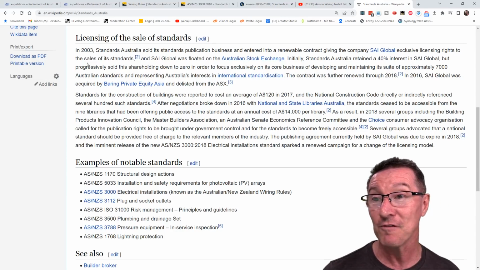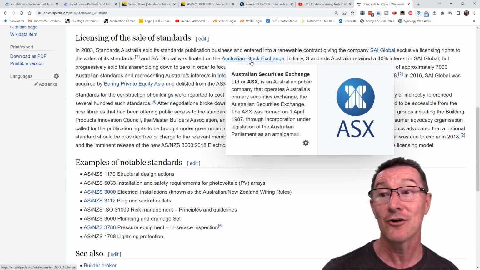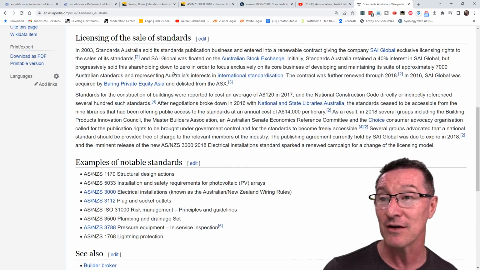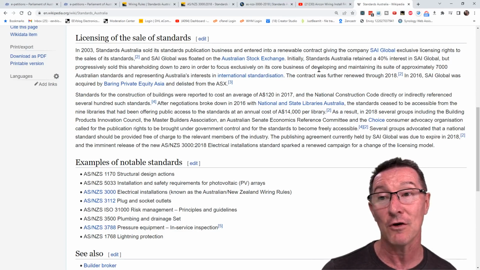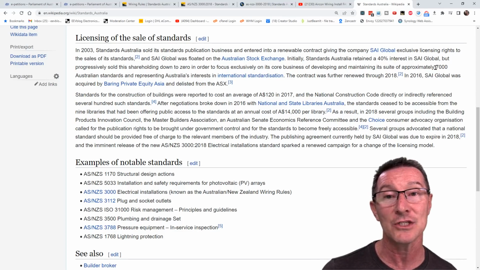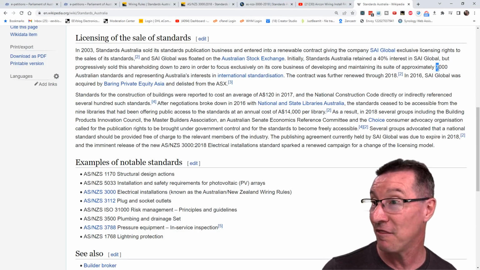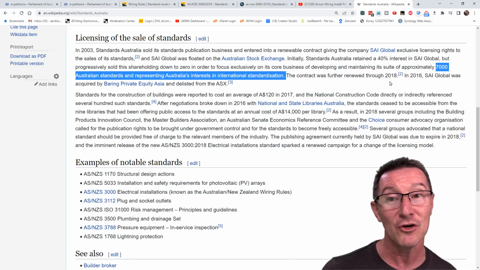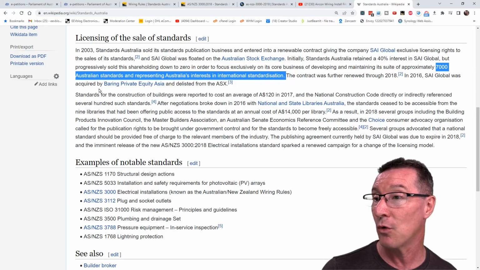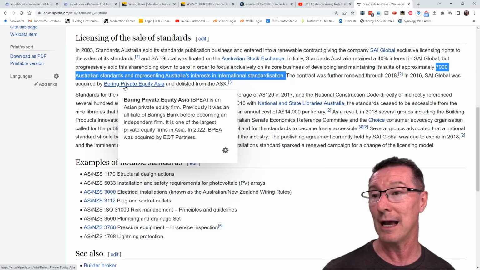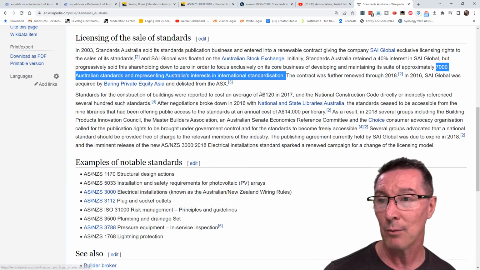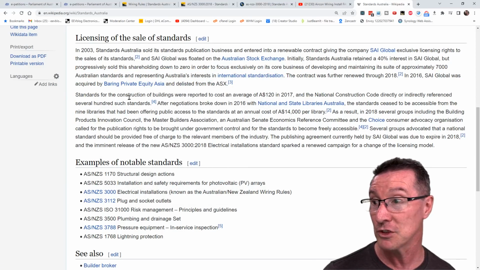And SAI was floated on the Australian Stock Exchange. Great, okay. Initially, Standards Australia retained a 40% interest, but they progressively sold this down to zero to focus exclusively on its core business of developing and maintaining its suite. There you go. There are 7,000 Australian standards, okay? The contract was further renewed through 2018. SAI was acquired by Baring Private Equity Asia. Okay, so now some Asian company owns it. Great. Okay, wonderful. That's where the money's going when you're forced to buy these standards.